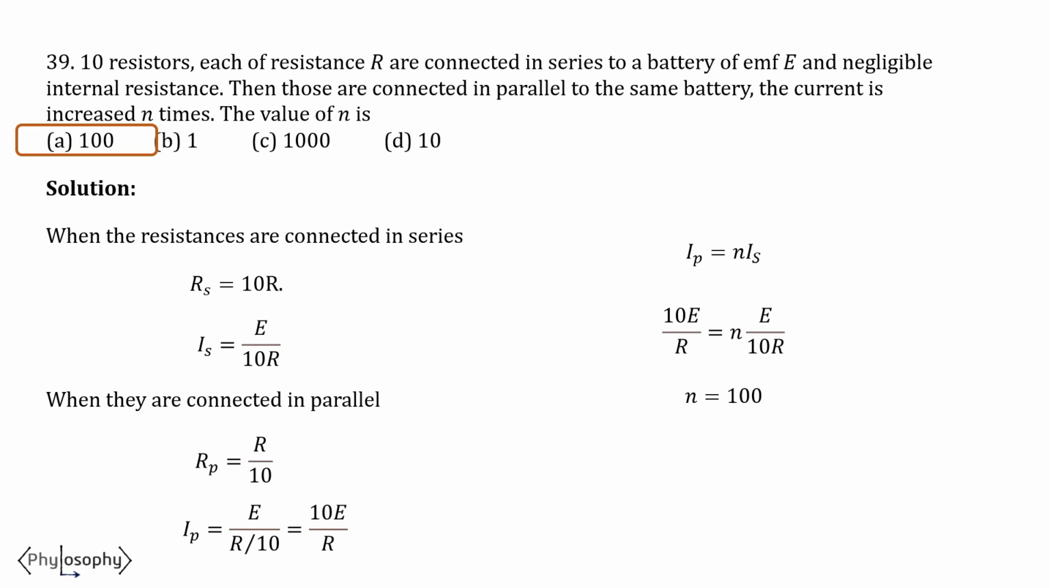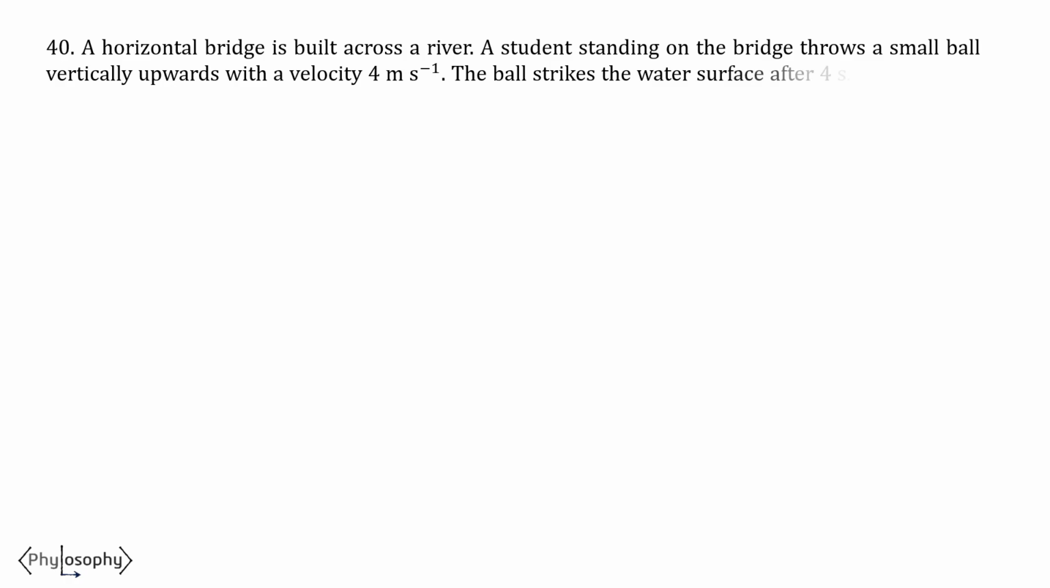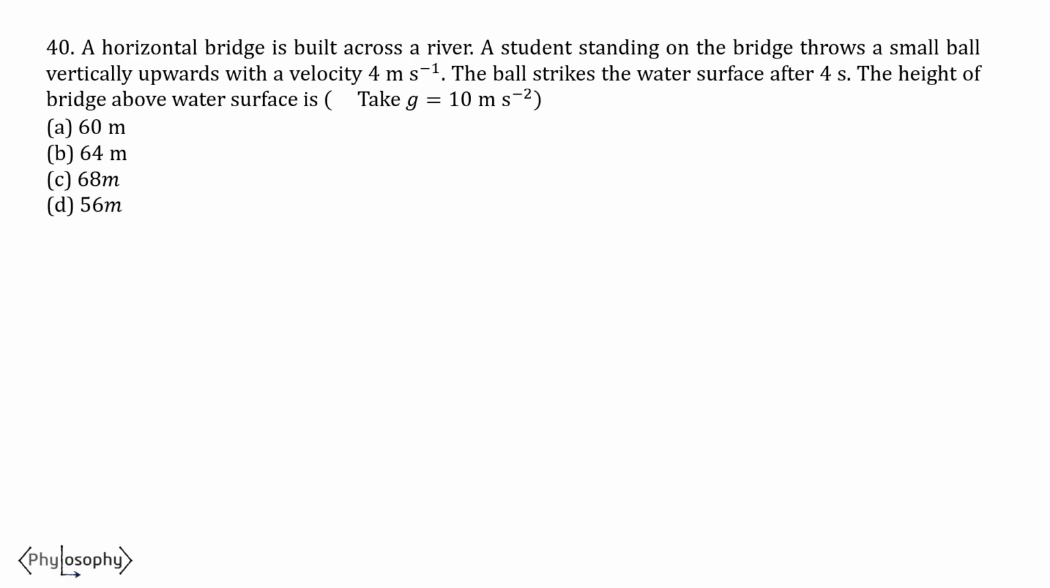So let's go to our next problem. Our next problem is, a horizontal bridge is built across a river. A student standing on the bridge throws a small ball vertically upward with a velocity of 4 meters per second. The ball strikes the water surface after 4 seconds. The height of the bridge above the surface is, and these are the 4 given options.